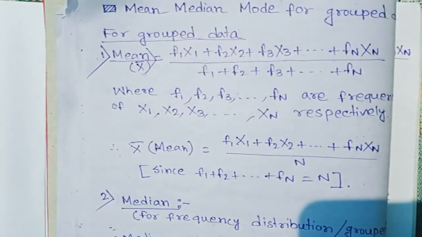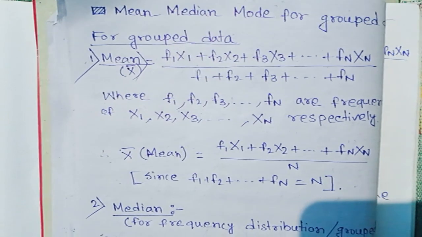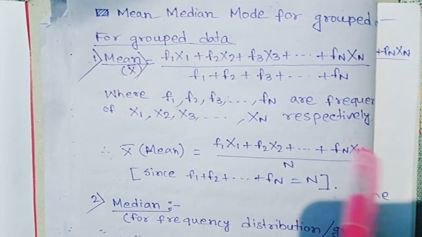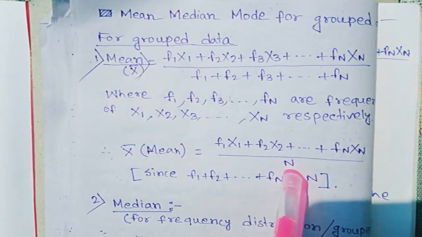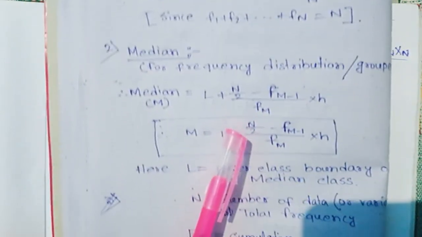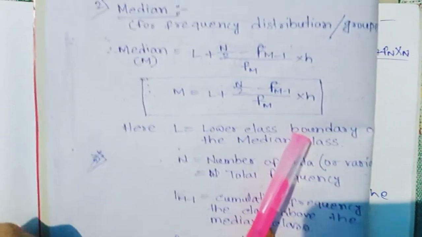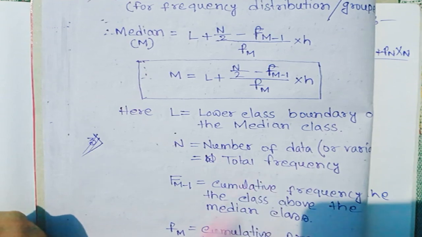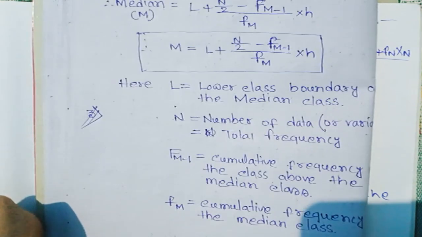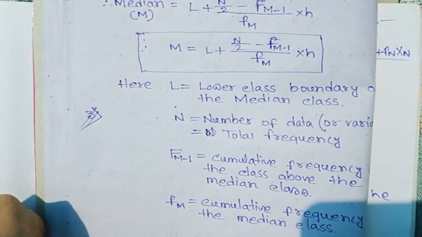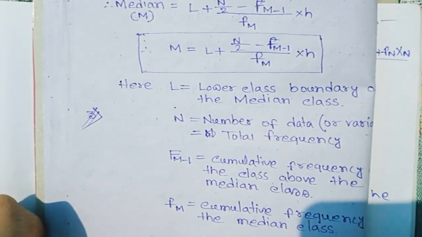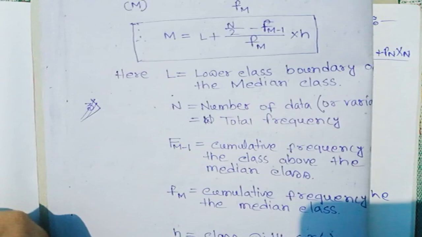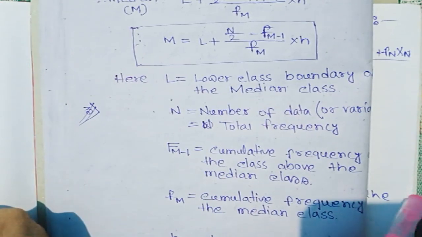Here as you can see, for group data, mean is equal to the sum of all frequencies times data, divided by the total frequency. And for median, this is the formula. Here L is the lower class boundary, N is the number of data or total frequency, f of m minus 1 is the frequency of the class above the median class, fm is the frequency of the median class, and h is the class width. All will be clear when I give an example.